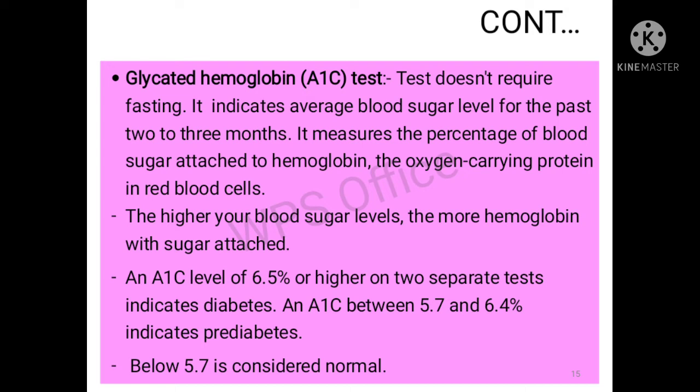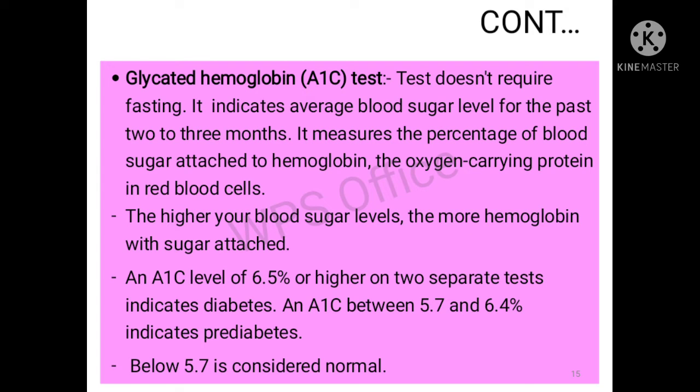It indicates the average blood sugar level for the past 2 to 3 months. So it will indicate the blood sugar level for that patient for the past 2 to 3 months. It measures the percentage of blood sugar attached to the hemoglobin, the oxygen-carrying protein in the blood cells, so it is known as the glycated hemoglobin test. The higher your blood sugar levels, the more sugar will be attached to the hemoglobin.